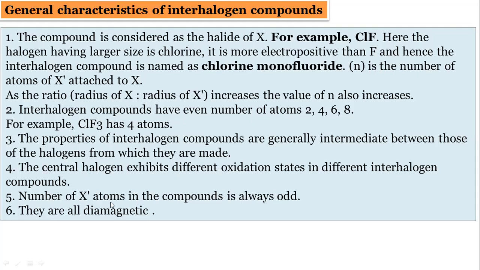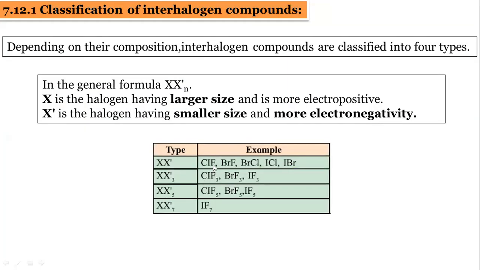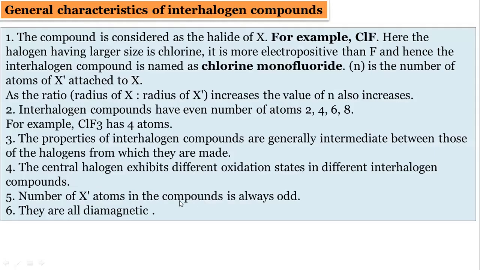The number of X dash atoms in the compounds is always an odd number. Remember, the X dash number is always odd. It will be 1, 3, 5, like this. So here X dash is 1, X dash is 3, here X dash is 5, X dash is 7. So remember, the X dash atoms are always odd and they are all diamagnetic. These are some general characteristics of interhalogen compounds.